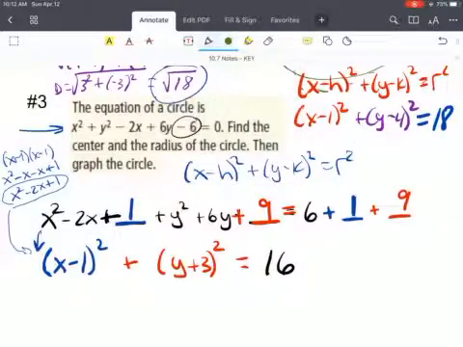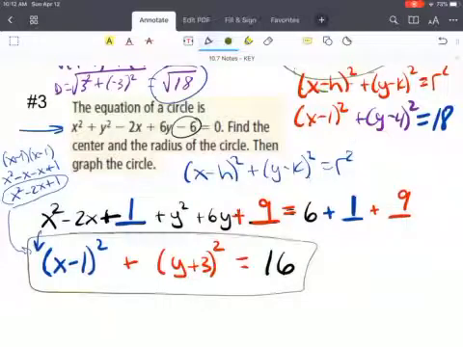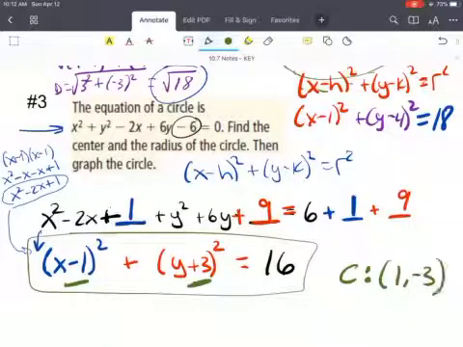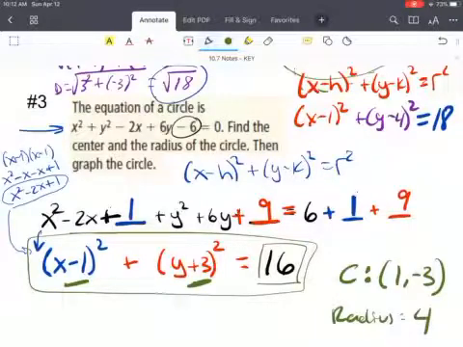This actually then tells me everything I need to know because the center of my circle is (1, negative 3), and then my radius is the square root of 16, which is 4.